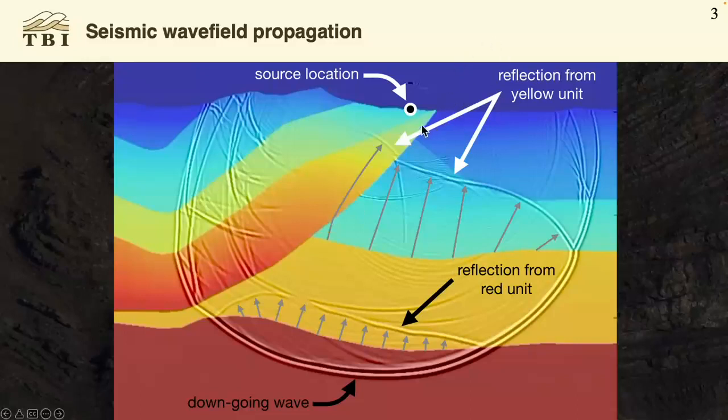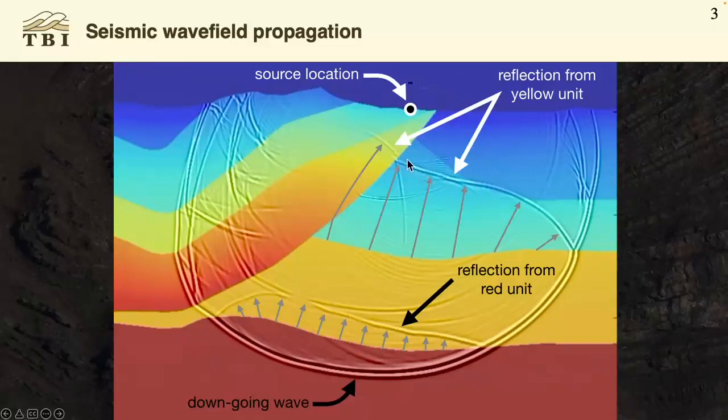We've got our source location in the near surface. We send energy down into the subsurface, and we see our downgoing wave is propagated quite a distance in the subsurface. From this downgoing wave, we've got some reflections. Off the red reflector, for the red unit, we've got this reflection energy that's coming upwards, indicated by these little gray arrows. At some earlier time, we had a reflection from the yellow unit here, and that's come up quite a ways toward the surface.